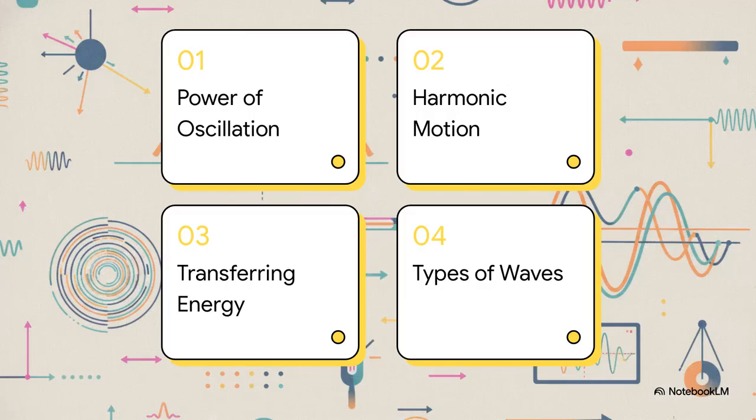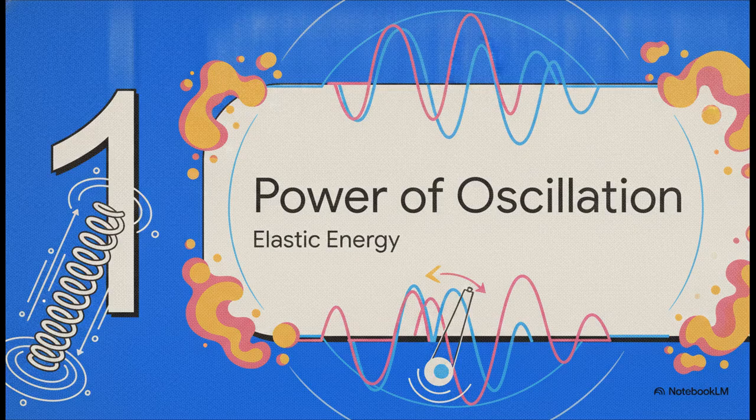So here is the game plan for how we're going to build this up. 1. The power of oscillation. 2. Simple harmonic motion. 3. Waves, transferring energy. And 4. Progressive versus stationary waves. All right, let's get started with our first building block.